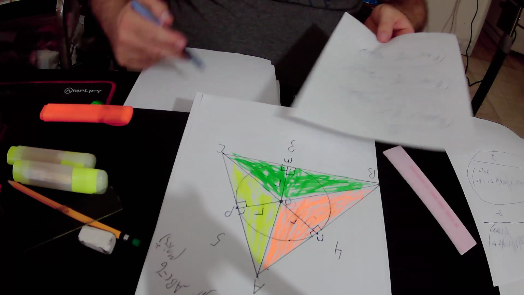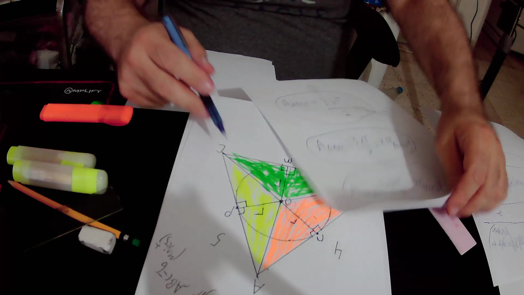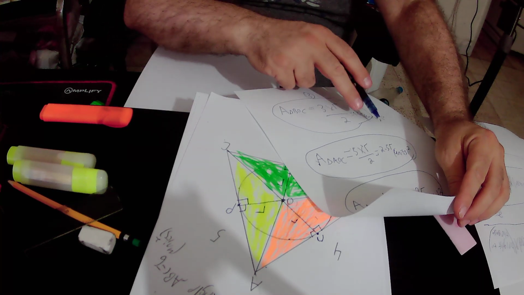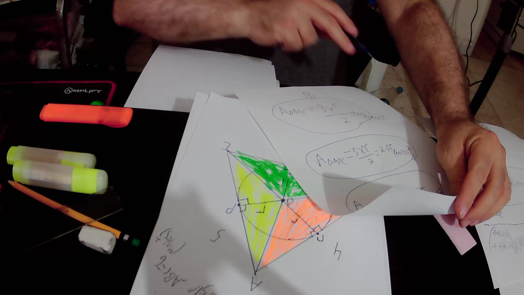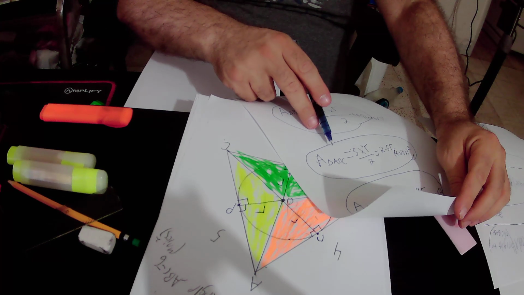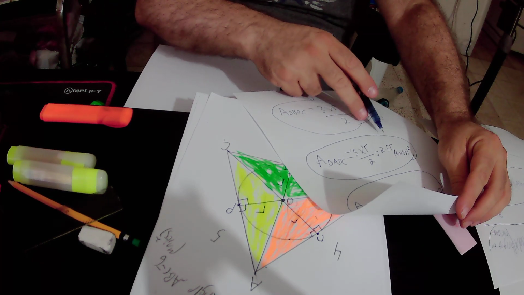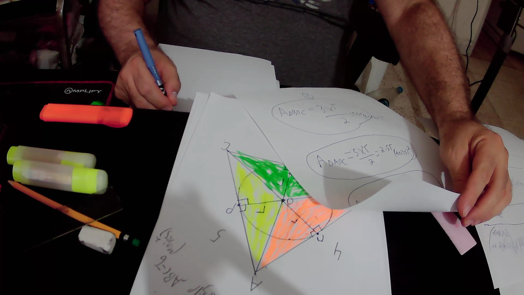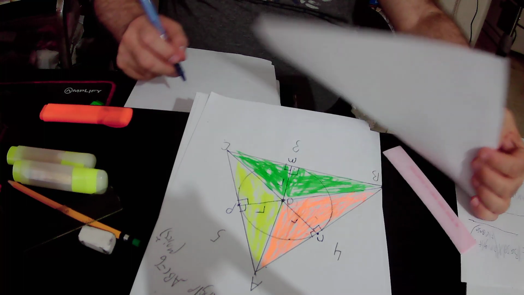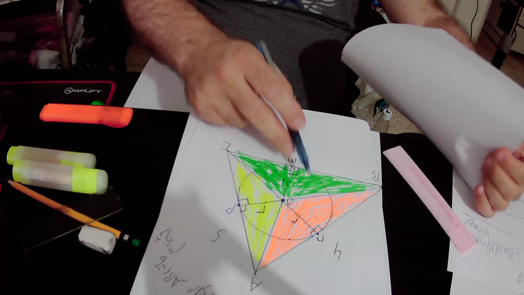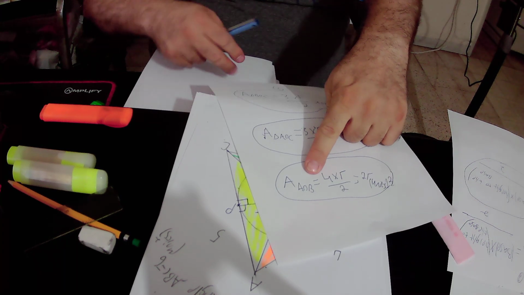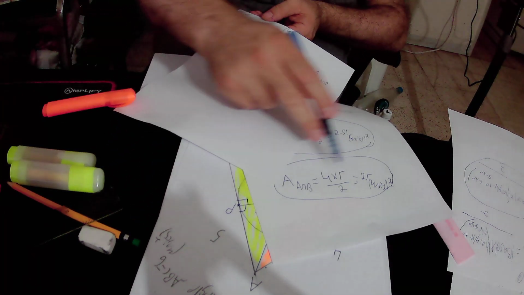Plus the area of the yellow triangle, that is triangle AOC, equals 2.5 r units squared. So we can substitute the area of triangle AOC in the first equation by 2.5 r units squared, because this equals this. So 2.5 r plus the area of the orange triangle AOB, which equals 2 times r units squared. So instead of the area of AOB, we can write down 2 times r, because this equals this.